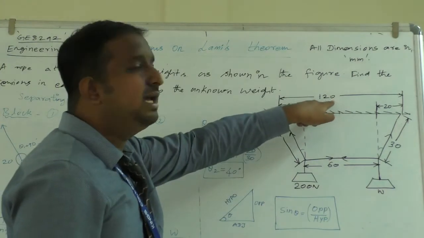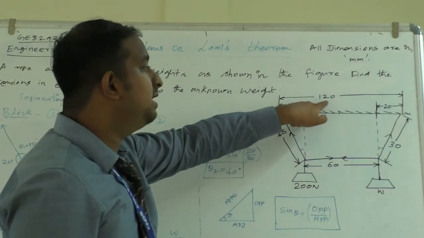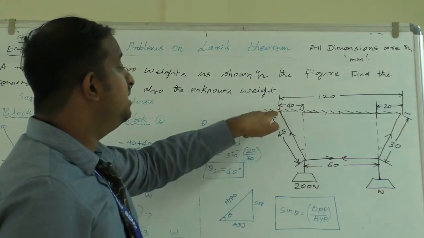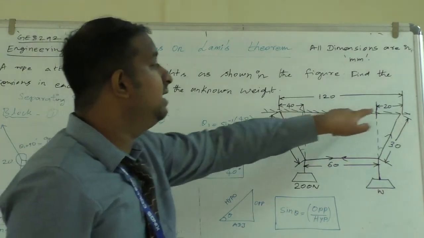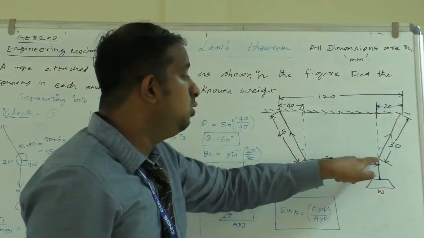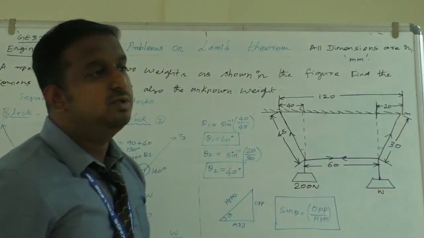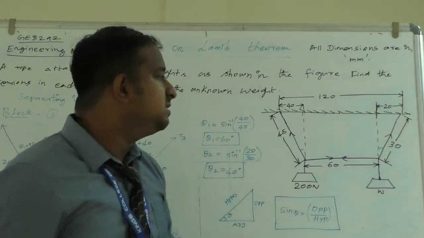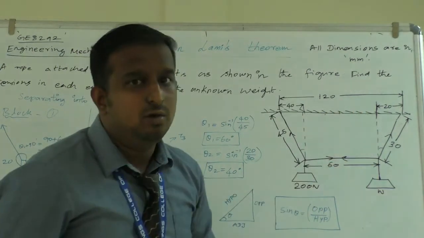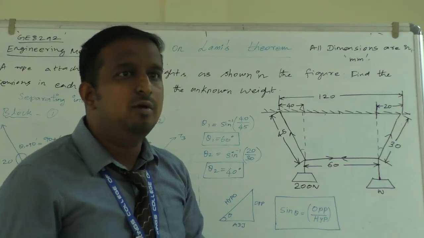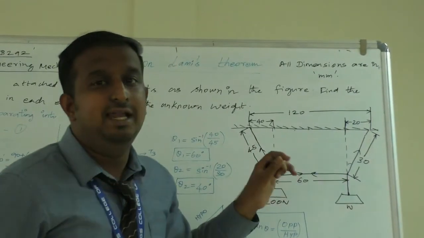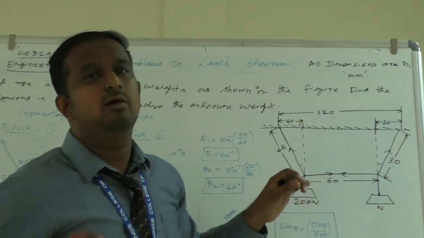They have given the alternative distances. The given distance is 120, this distance is 60, here the distance between the two ends is 40, and the other is 20. But you can notice there is no degree given. In Lami's problems they will usually give the degree, but in this problem they didn't give the angular degree.